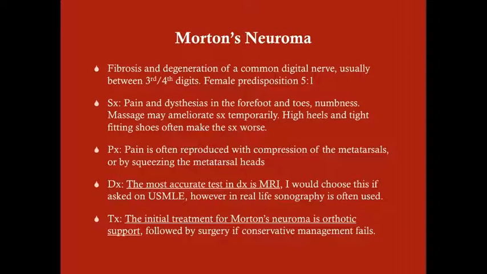Okay, so Morton's neuroma. Morton's neuroma is a fibrosis and degeneration of a common digital nerve. Now remember, your common digital nerves are the nerves that split up and give a lateral branch to one toe and a medial branch to the other toe. The common digital nerve is where Morton's neuroma happens, and usually it's between the third and fourth digits. The female predisposition to this one is 5-1.